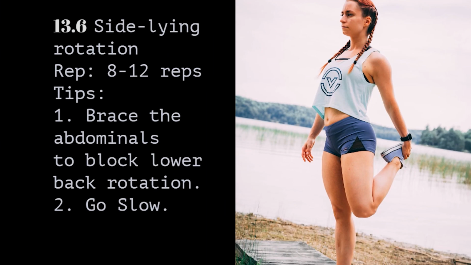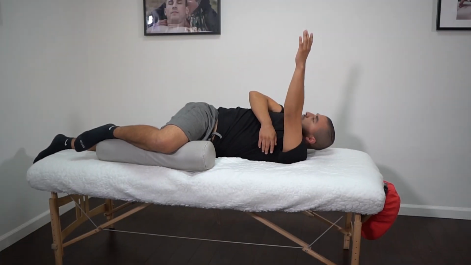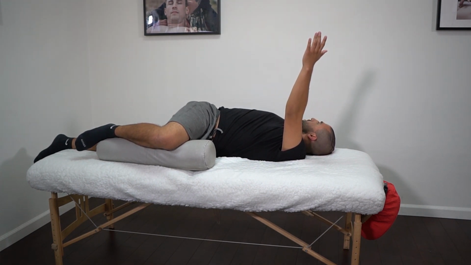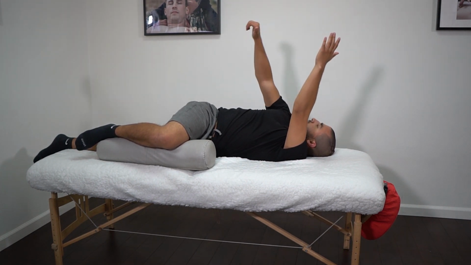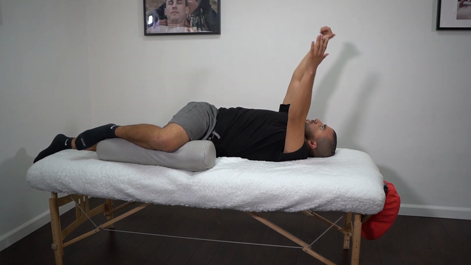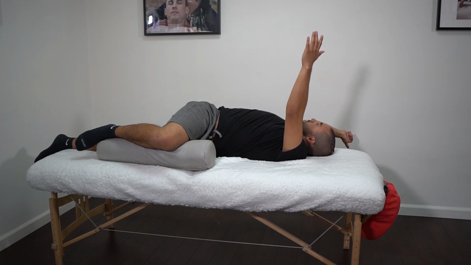Our next progression is going to be side lying rotation. Lay down on your side. Your bottom leg is going to be straight, and the top leg is going to be bent to 90 degrees. I highly recommend putting a foam roller or a medicine ball there. Now bring your lower arm up to the ceiling.